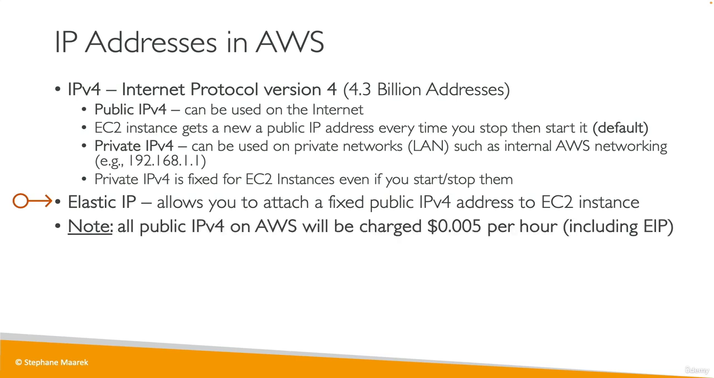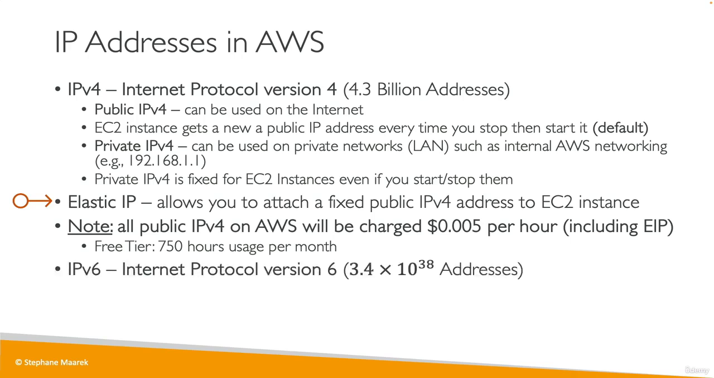Now, in terms of pricing, every single public IPv4 on AWS is going to be charged at $0.005 per hour. This is including the elastic IP and the normal public IPv4. And to allow you to start using AWS at no cost, in the free tier, there is 750 hours of usage per month for public IPs. So that means that AWS is trying to get you to use something else than public IPv4, which is IPv6.